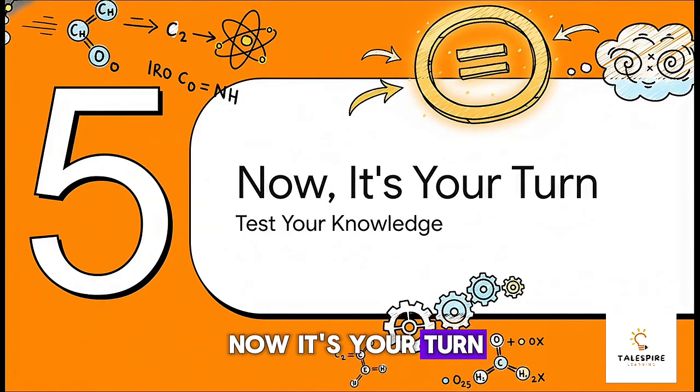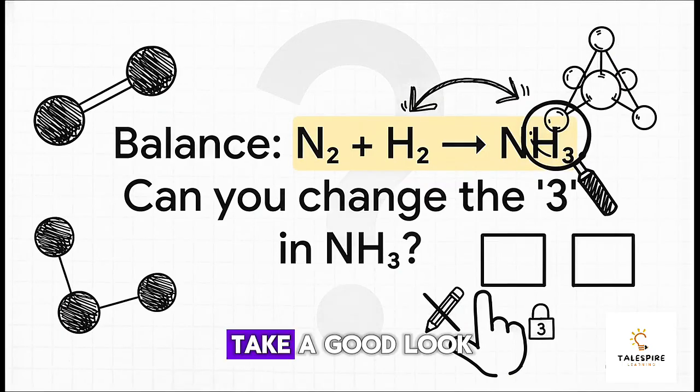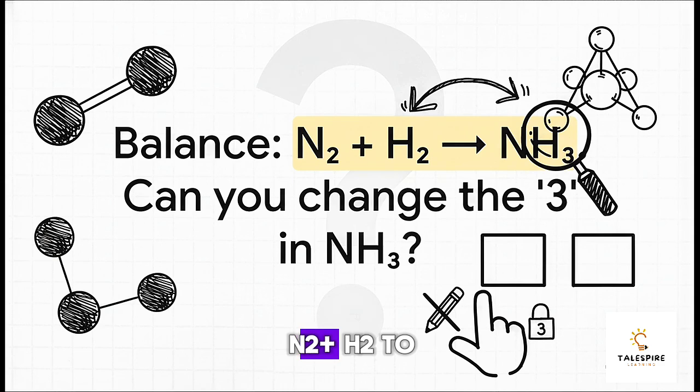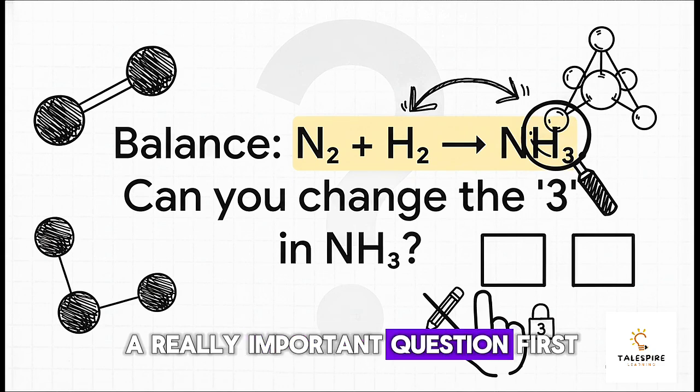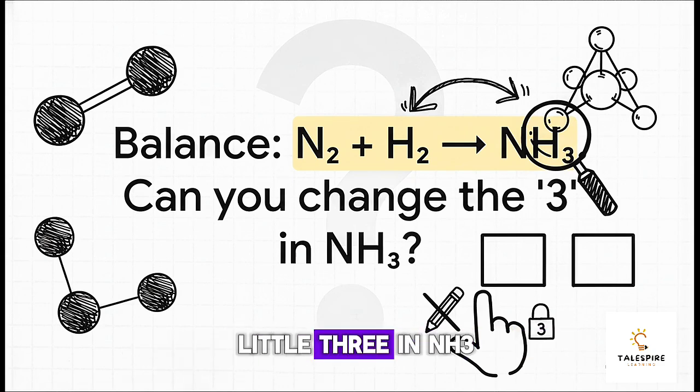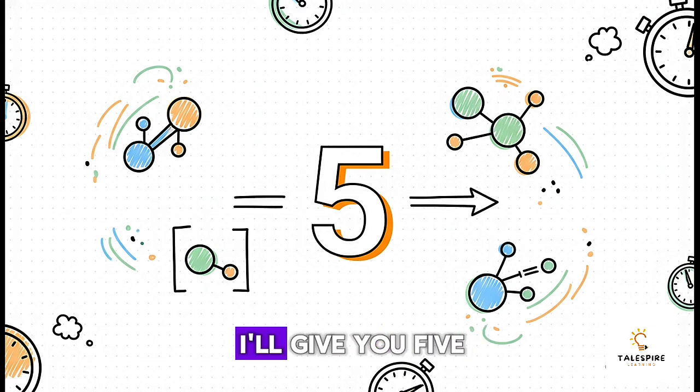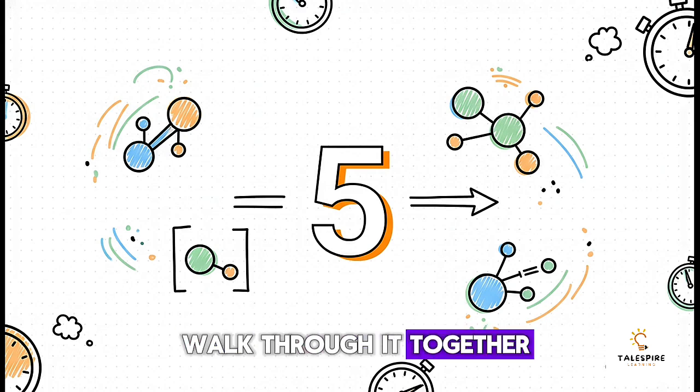Now it's your turn. Let's see if you can apply this golden rule to a brand new problem. Take a good look at this equation, N2 plus H2 to NH3. Now I want you to just pause for a second and ask yourself a really important question first. Can I change that little 3 in NH3? Why or why not? Go on, think about it. I'll give you 5 seconds, and then we'll walk through it together.